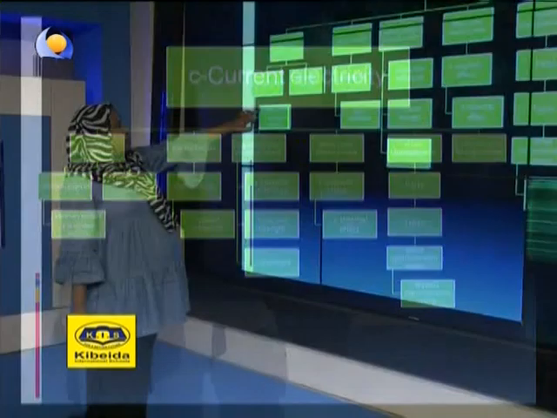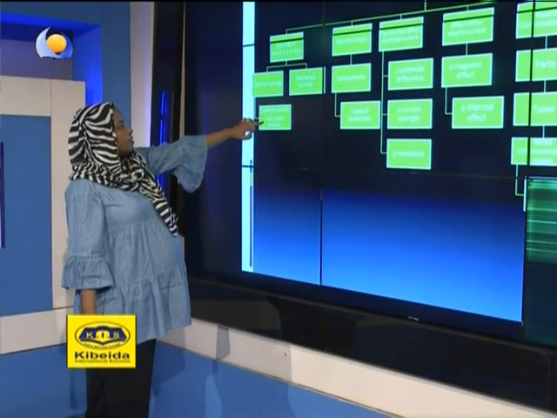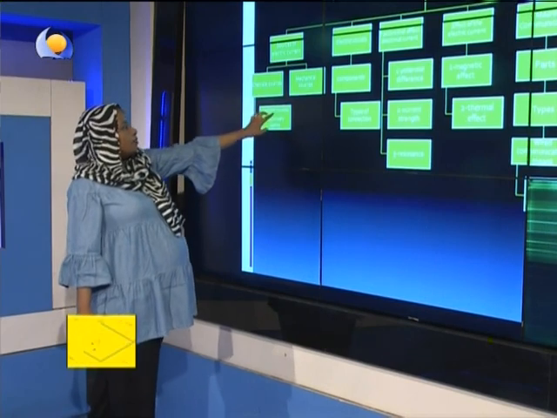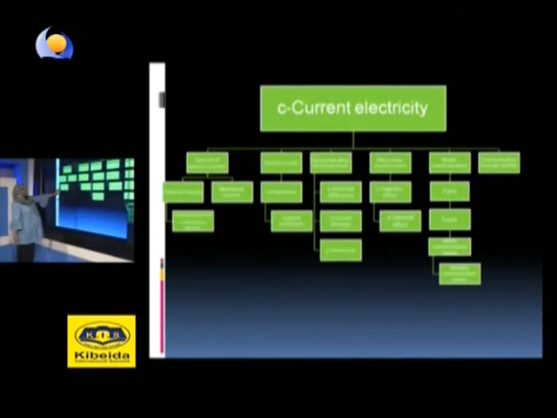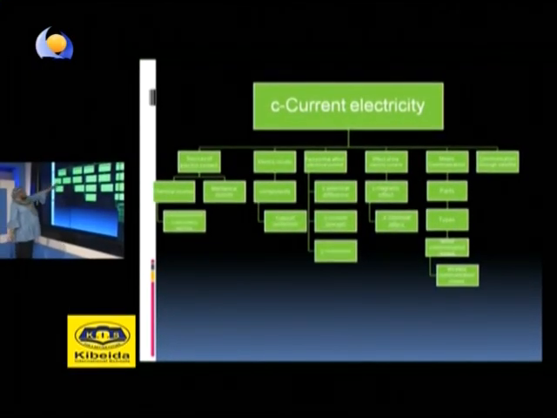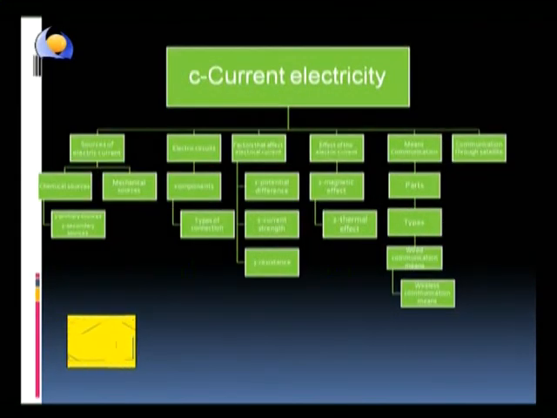Chemical sources are divided into primary sources and secondary sources. A, primary, two examples and their parts. Number two, secondary sources, one example and its parts. And then mechanical sources, how does a mechanical source work, and Faraday's law and examples of these sources. This is about the first part.